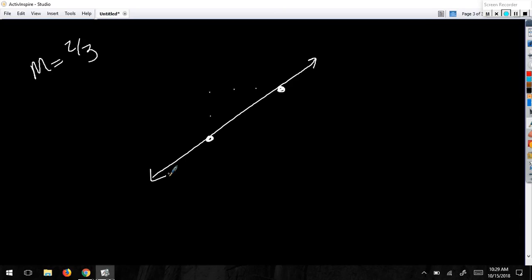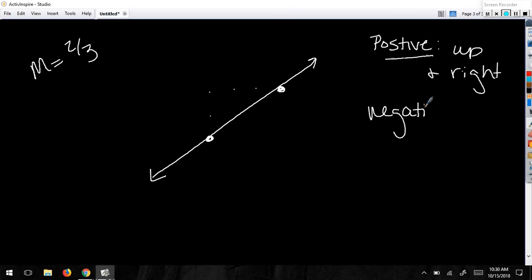All right, so you've got 2 different kinds of slopes that we're going to really work with. We've got positive slope, which is this, and we've also got negative slope. With positive slope, we go up and right. But with negative slope, you would think it's down and left, but it's down and right. You always go right. And here's why.